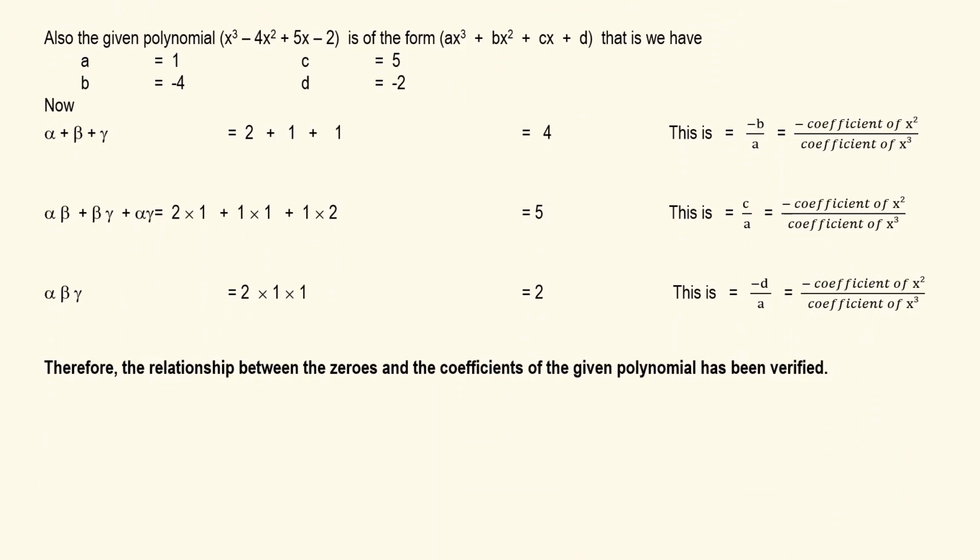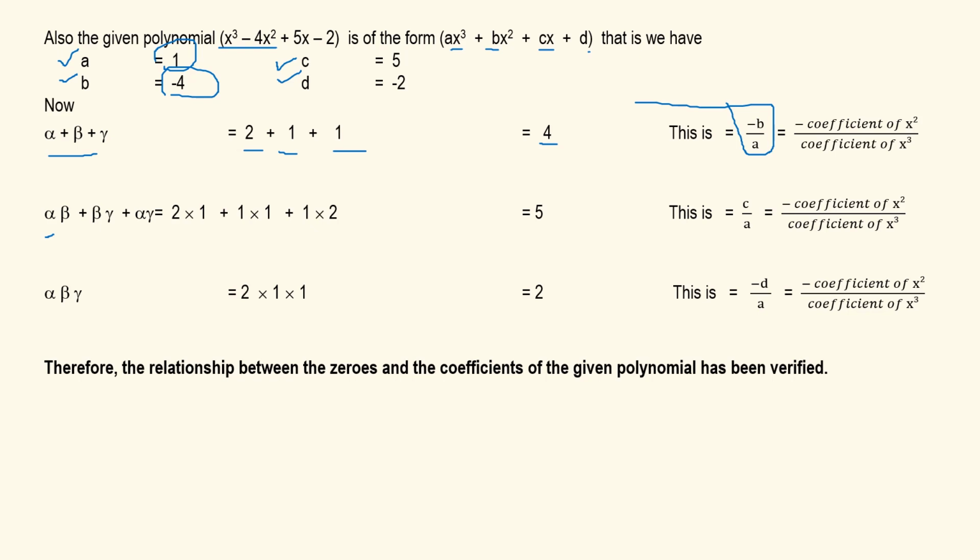Also, we notice that the given polynomial is of the form ax cubed plus bx squared plus cx plus d, and we can say that in this given polynomial a is equal to 1, b is equal to minus 4, c is equal to 5 and d is equal to minus 2. Therefore, alpha plus beta plus gamma, from the given zeros we know that this is equal to 2 plus 1 plus 1, which is equal to 4, and this indeed is equal to minus b by a, because b is equal to minus 4 and a is equal to 1.